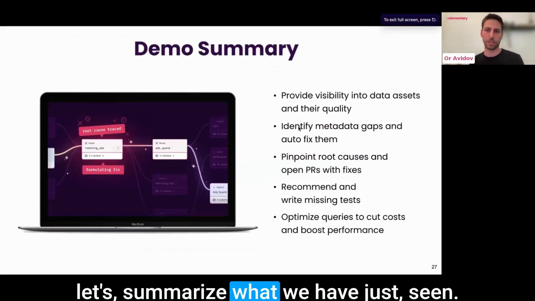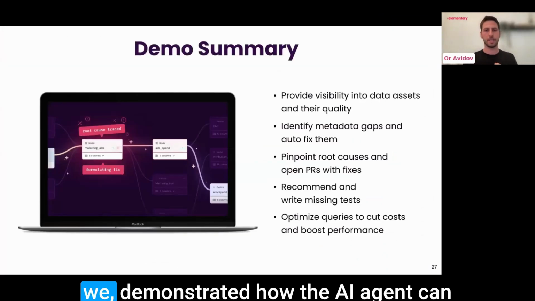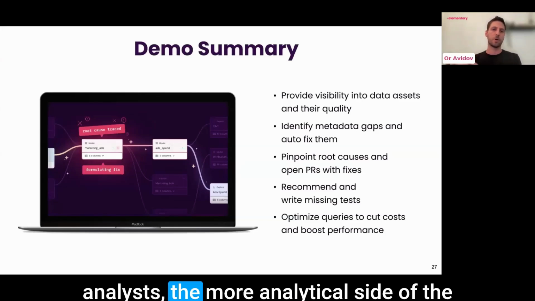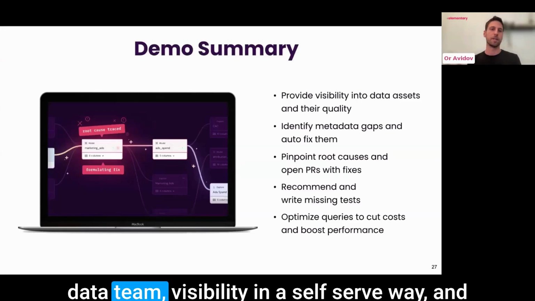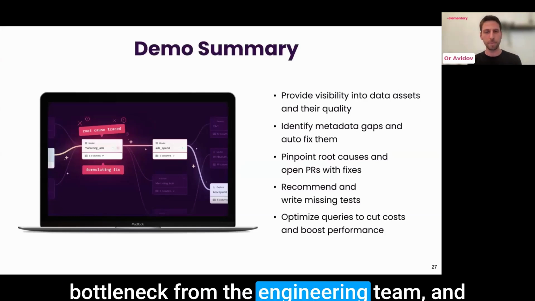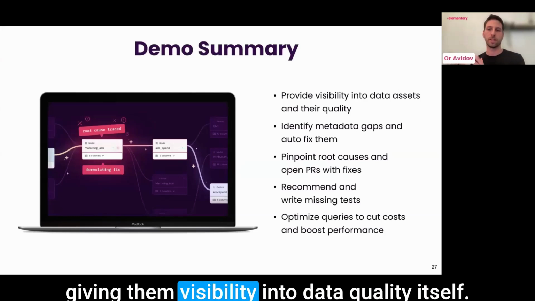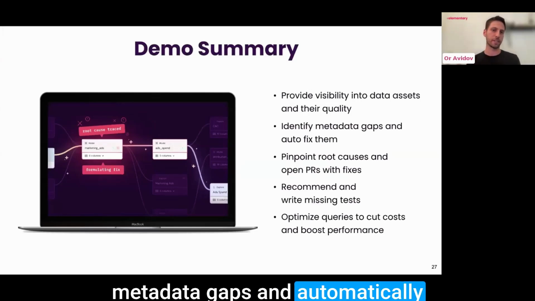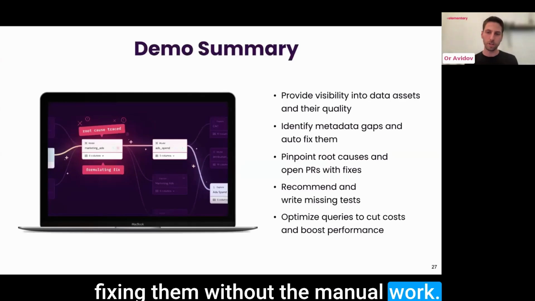Let's summarize what we have just seen. We demonstrated how the AI agent can actually provide the data analyst, the business analyst, the more analytical side of the data team visibility in a self-serve way, making them more independent, reducing the bottleneck from the engineering team and giving them visibility into data quality itself. Then we used the AI agent to identify metadata gaps and automatically fix them without the manual work.